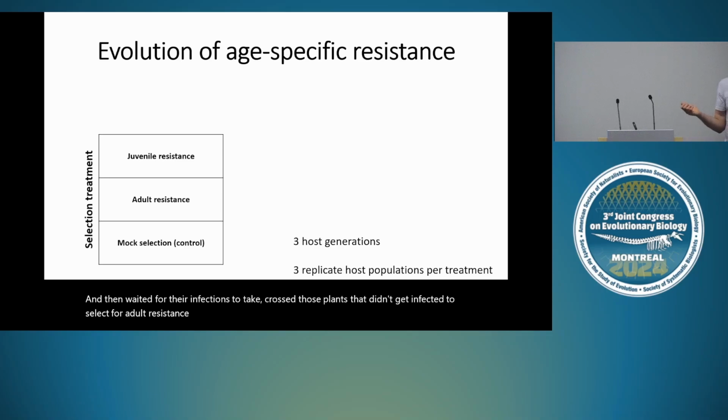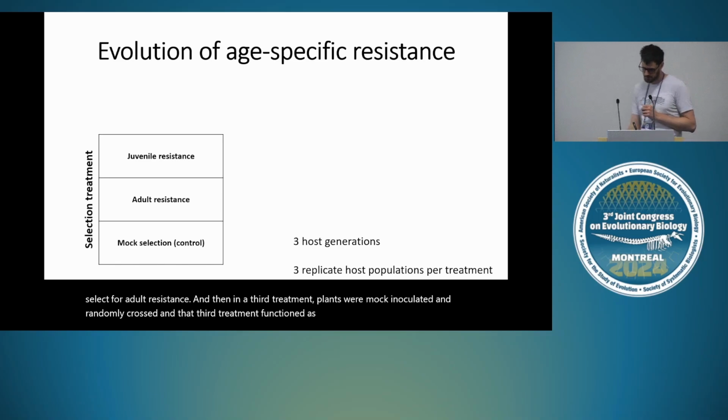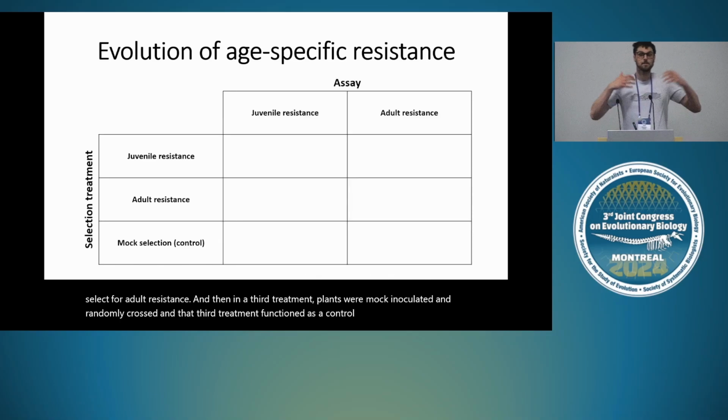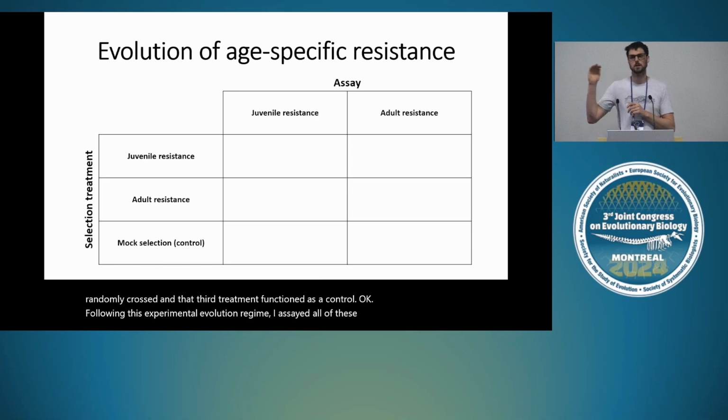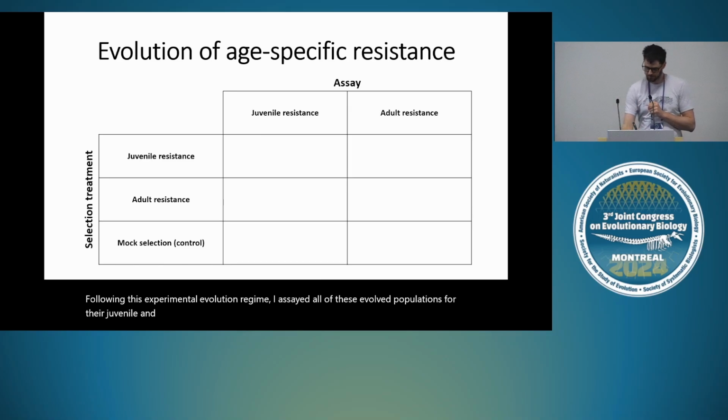In a third treatment, plants were mock inoculated and randomly crossed, and that third treatment functioned as a control. Following this experimental evolution regime, I assayed all of these evolved populations for their juvenile and adult resistance.